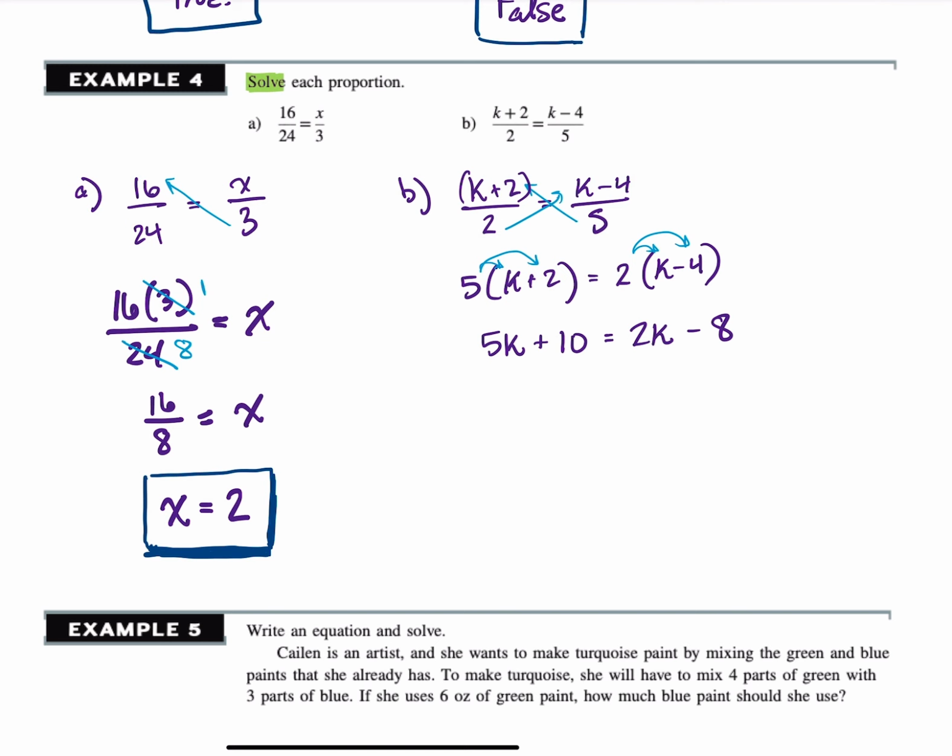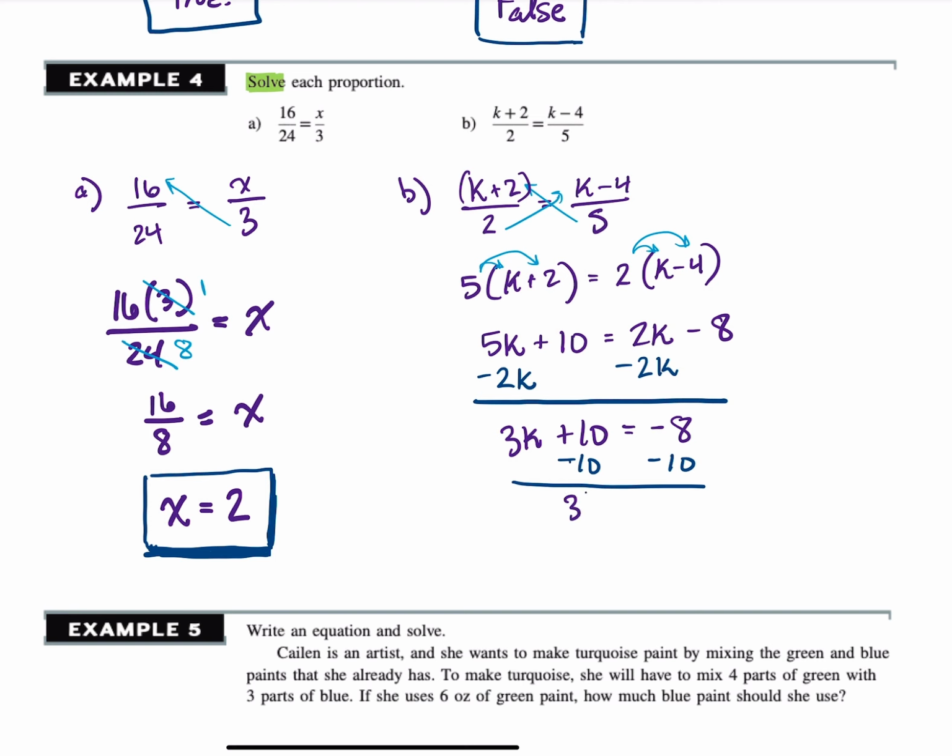Now I want to get all of my k's together, so I think I'll subtract this 2k over to the other side. So 5k minus 2k is 3k. Still have the plus 10, and then we still have the minus 8 on the other side. Now let's subtract the 10. So I'll get 3k. Negative 8 minus 10 will be negative 18. When I subtract from a negative, it becomes more negative.